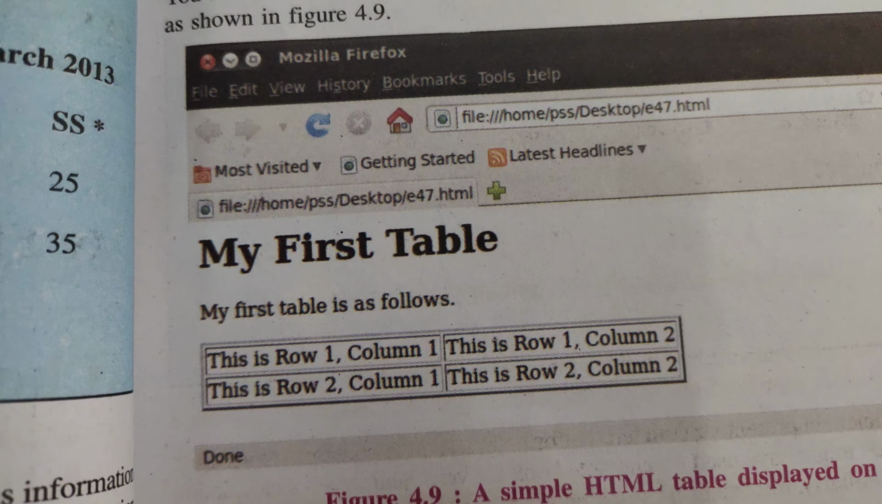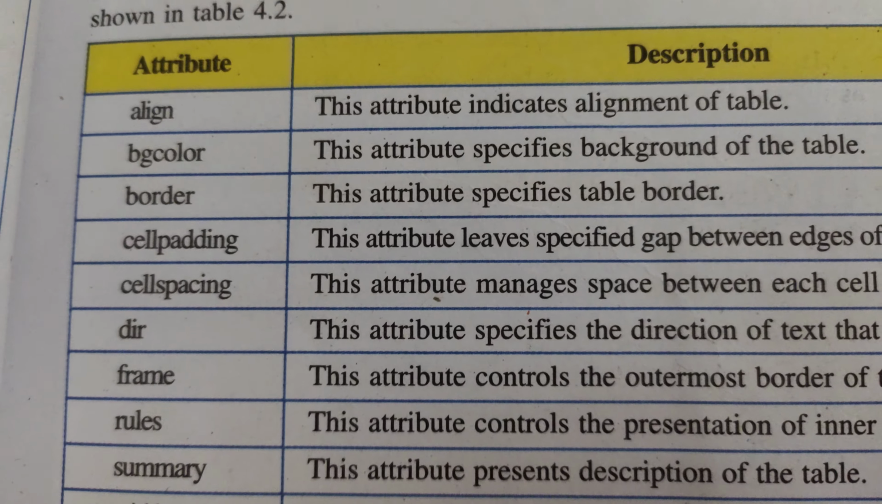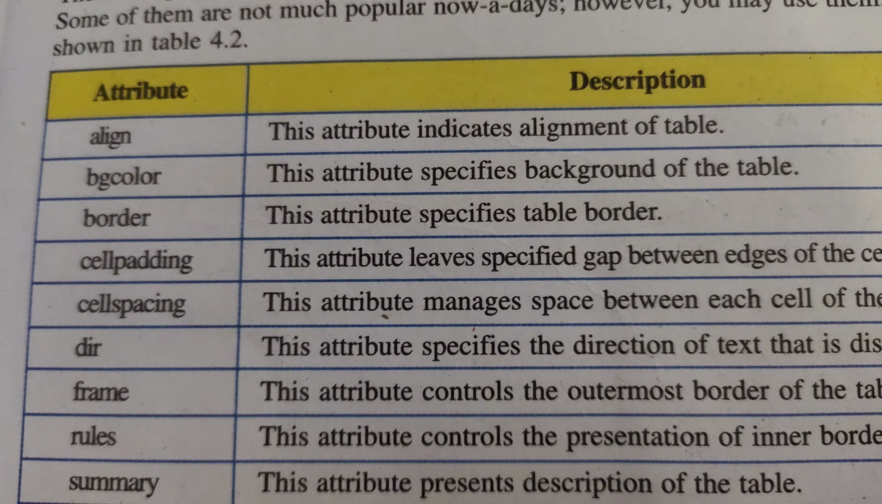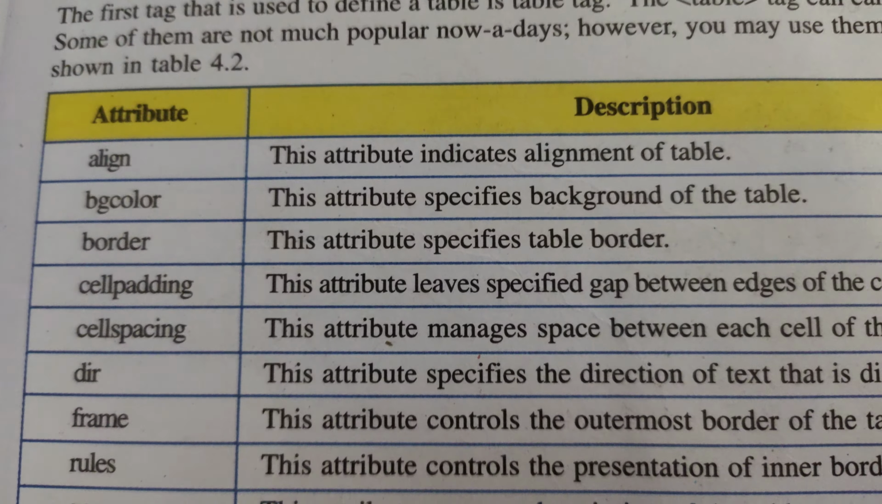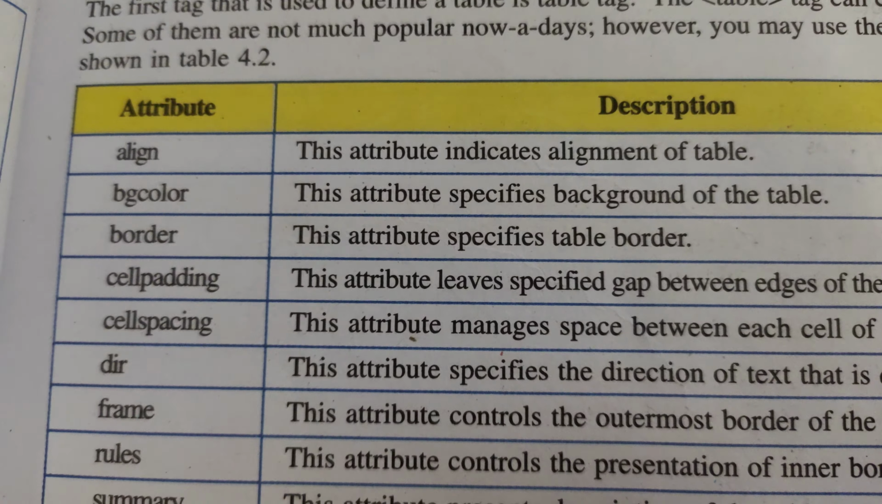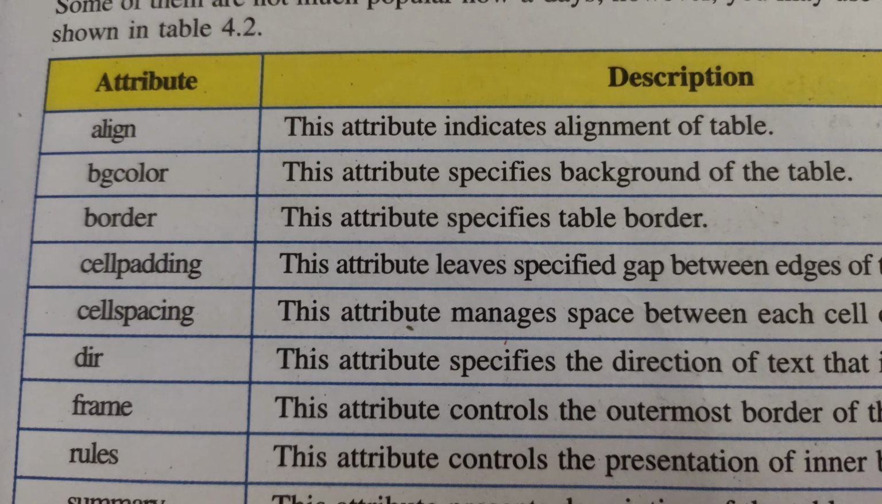Attributes, we saw the table, how we created the table. Now attributes and description. What are attributes? The commands and their description, for what the commands are being used. Align: this attribute indicates alignment of the table. Alignment means from which side you want, from left side, from right side, from center, middle.